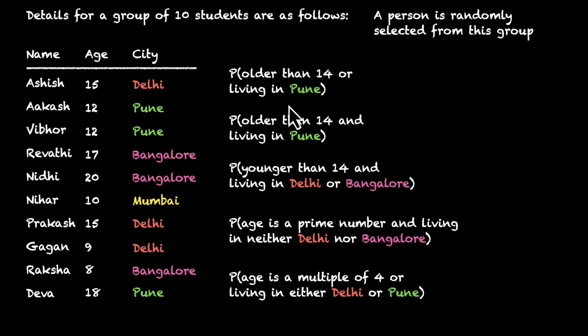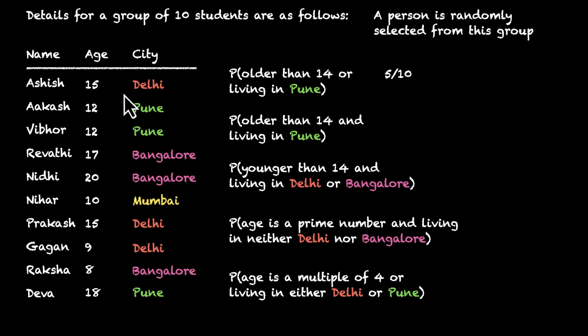Okay, let's do this together. Let's take the first one. Probability that that person is older than 14 or living in Pune. So we have this or this, which means probability of A union B. Now probability of 2 events, A union B, that's probability of A plus probability of B minus probability of A intersection B. That's one way of doing it. Let's do that. How many students are older than 14? We have Ashish, Revati, Nidhi, Prakash, and Deva. So 5. So the probability that the person is older than 14, that's 5 by 10.